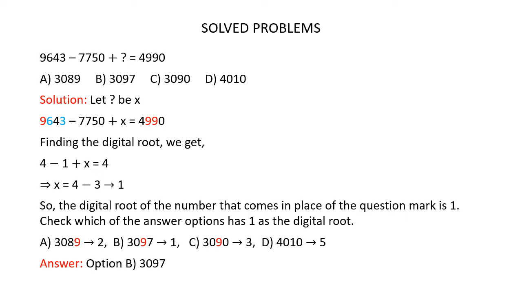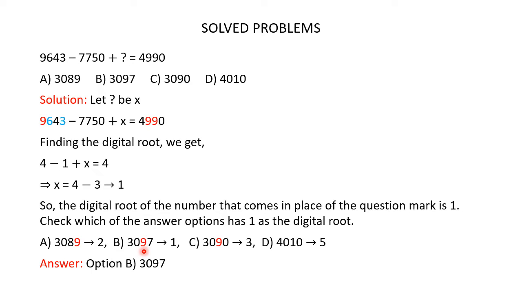So the digital root of the number that comes in place of the question mark is 1. Check which of the answer options has 1 as the digital root. Now answer option A is 3089. You can ignore the 9 here. 3 plus 8 is 11 and 1 plus 1 is 2. So 2 is the digital root here.